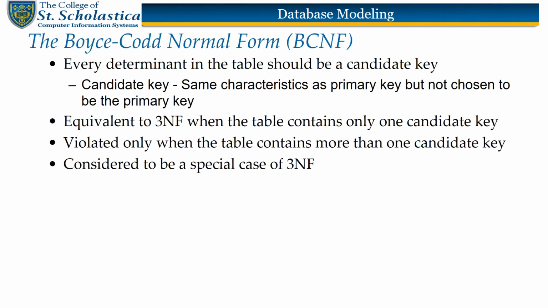Tables in 3NF will perform suitably in business transactional databases. However, higher normal forms are sometimes useful. A table is in Boyce-Codd normal form, BCNF, when every determinant in the table is a candidate key. Recall from Unit 3 that the candidate key has the same characteristics as a primary key, but for some reason it is not chosen to be the primary key. Clearly, when a table contains only one candidate key, the 3NF and the BCNF are equivalent. In other words, BCNF can be violated only when the table contains more than one candidate key.